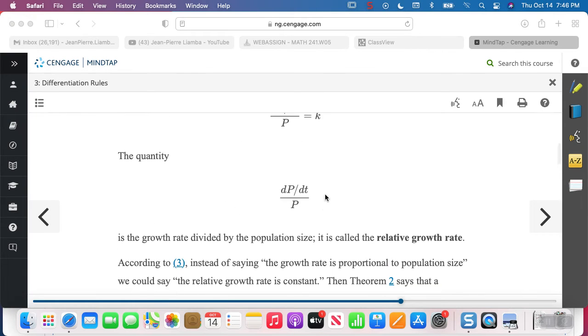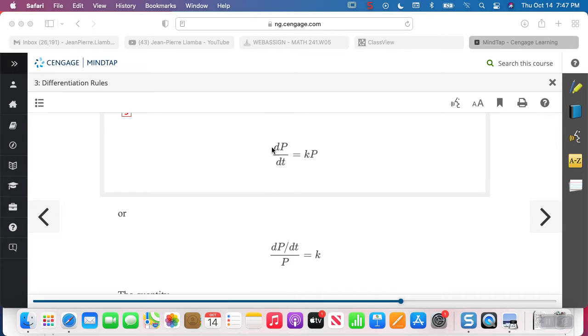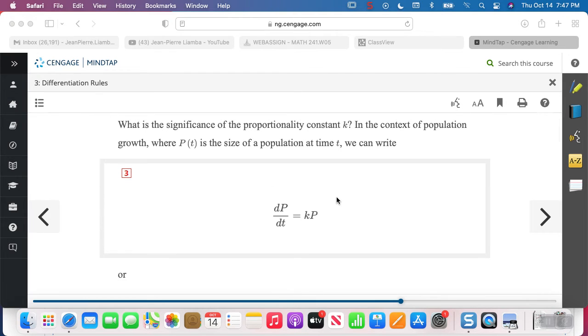So when they say the growth rate is proportional to the population size, what they mean is that the growth rate, which we call dP/dt, is proportional to the population size. So we have dP/dt equals k times P. dP/dt is what we call the growth rate, and P stands for the population size. k is a constant. The growth rate is proportional to the population because of this equation. So that's the model for this problem.